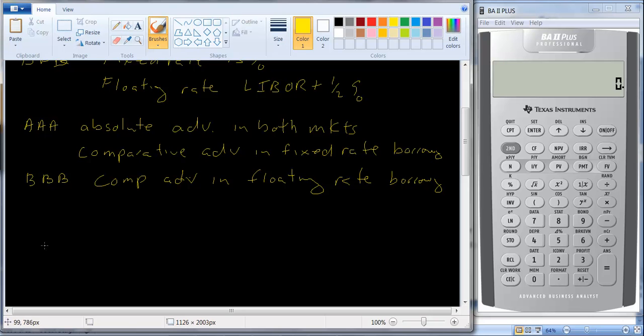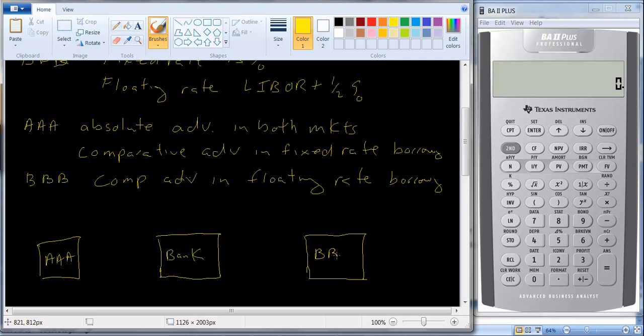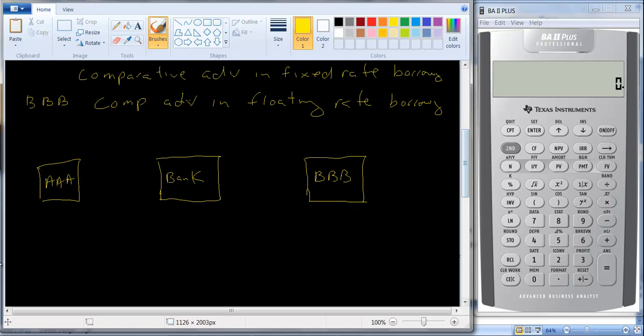So let's draw a little diagram here. And here we'll have AAA. In this case, I'm going to throw a bank in here. We don't have to have a bank. They could do it directly between themselves. And we're going to have BBB over here. Well, in order for the swap to take place, A and B both have to raise some money. So we said A has the biggest advantage borrowing in the fixed rate market. So what they're going to do is they're going to issue bonds at 12%.